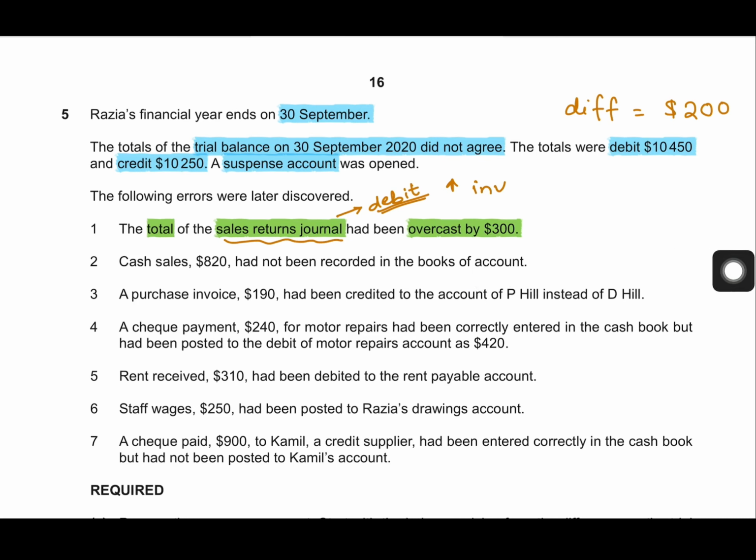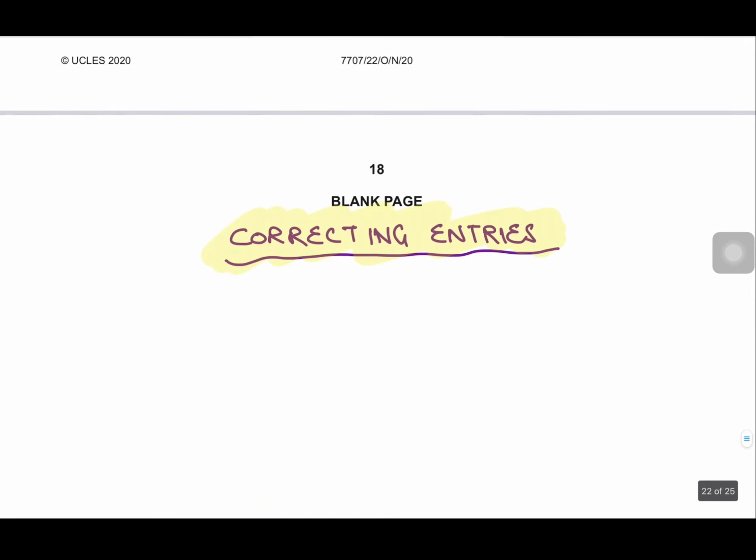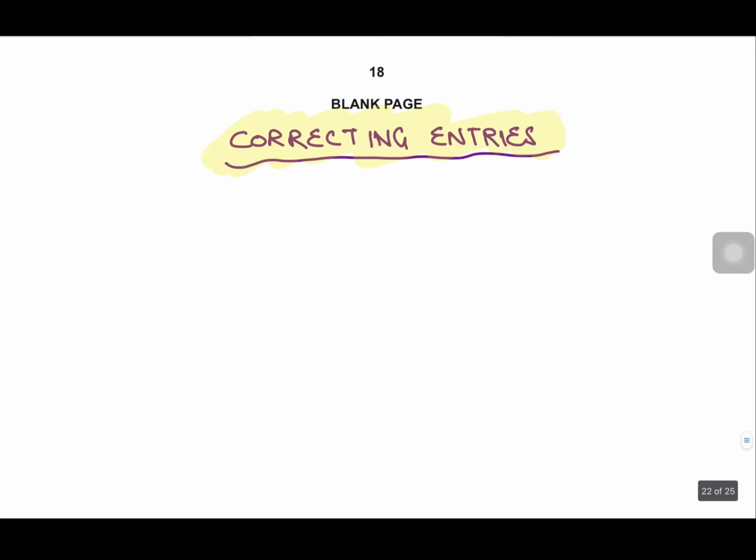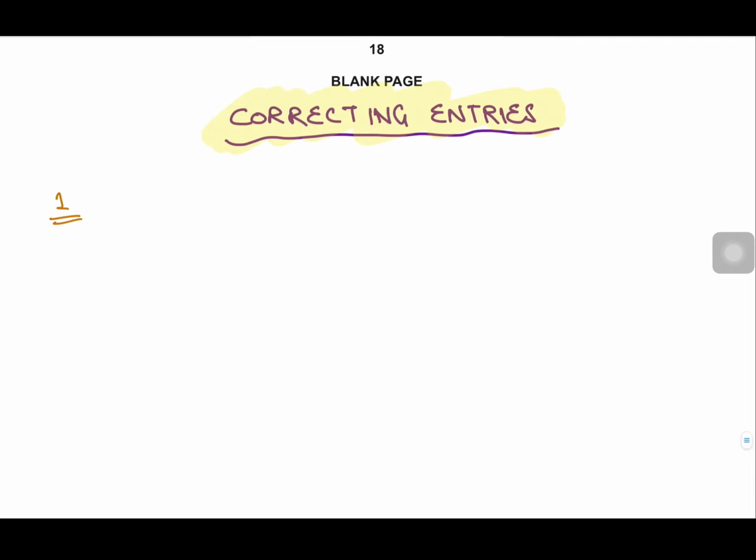And one more thing is that the problem is just in the sales returns account, because the total was wrong, not the individual entries. The individual entries, which are posted in the debtors account, are correct. So there is no problem in the debtors account, just the sales returns account is overcast by $300. So you have to correct that entry only. Now since the problem is just in one account, that is the sales returns account, the correcting entry, the double entry, will be completed by making an entry in the suspense account. So this is error number 1.